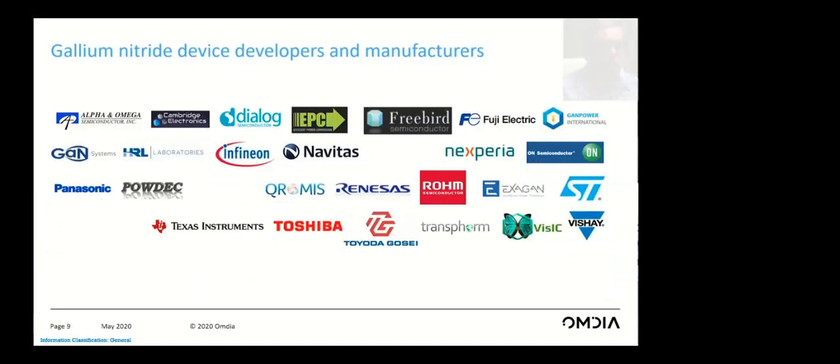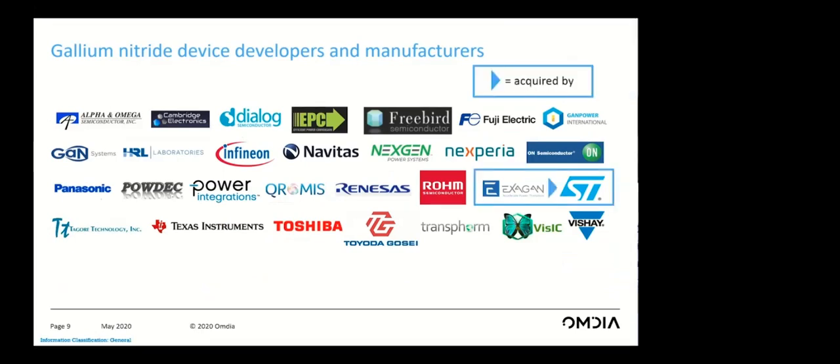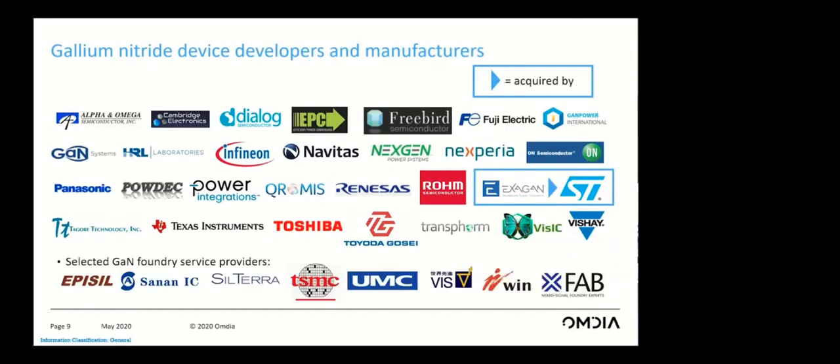Here are the developers of gallium nitride power semiconductors. The new entrants to the market were Power Integrations, which is already in mass production, Next Gen Power Systems, and Tokore Technology. ST Microelectronics acquired a majority shareholding in Hexagon earlier this year. Here is a list of selected GaN foundry service providers. The availability of foundries that can fabricate devices should stimulate the growth of a fabless GaN sector.